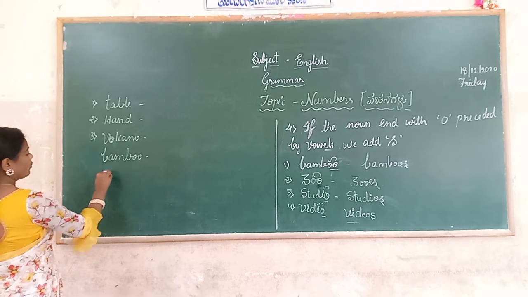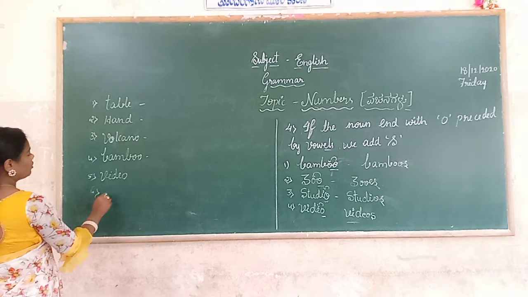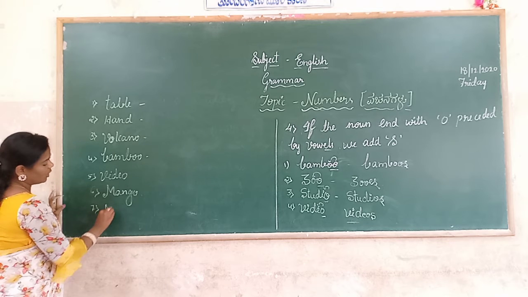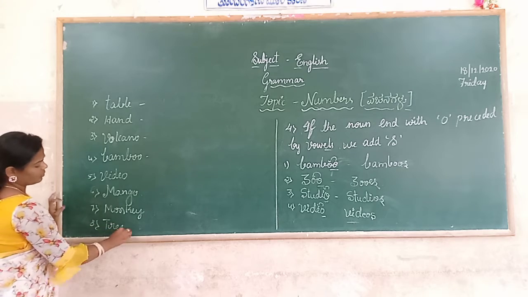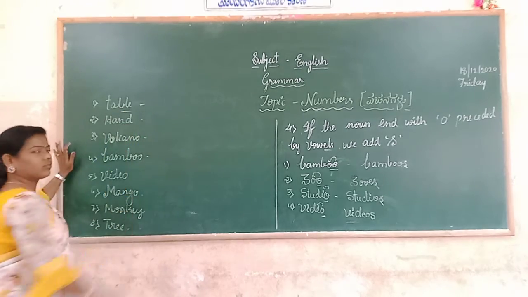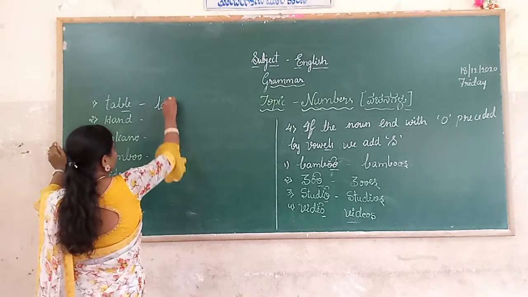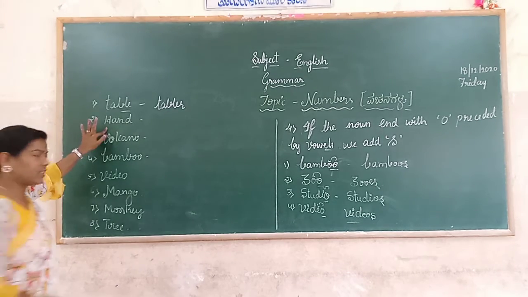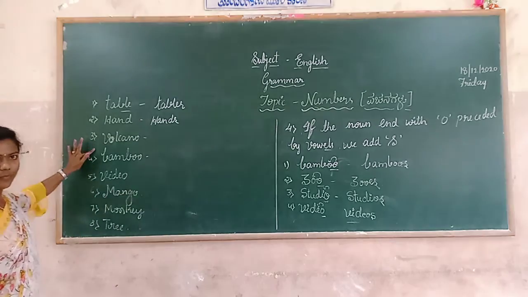Bamboo, video. Next one, mango. Seventh one, monkey. Eighth one, tree. Okay, look at the word table. It is a noun. Generally, we add S with a noun, rule number one, so tables. And hand, is this a noun? Yes, hand is a noun. So generally we add S with a noun. Volcano is also a noun.